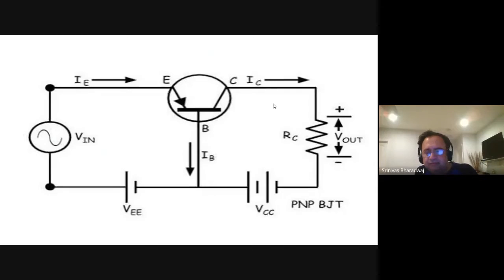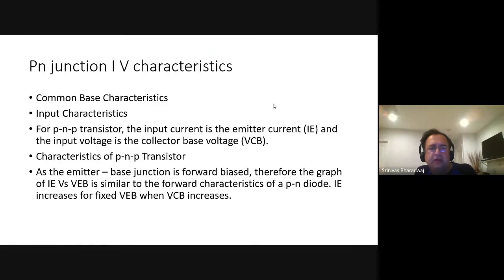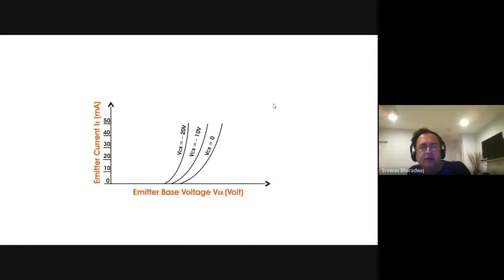Then this is a PNP in common base mode. Common base is not used commonly. The amplifier is the most common circuit used. Now this is the emitter current IC versus VBE, and note the exponential e to the power of VBE curve that is being drawn. For different VBEs, you'll have different curves.